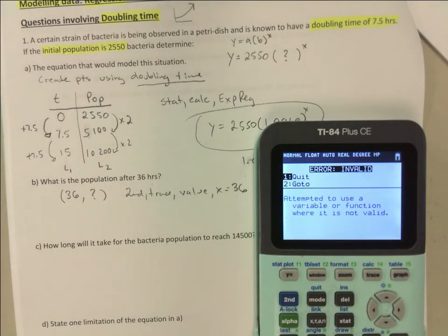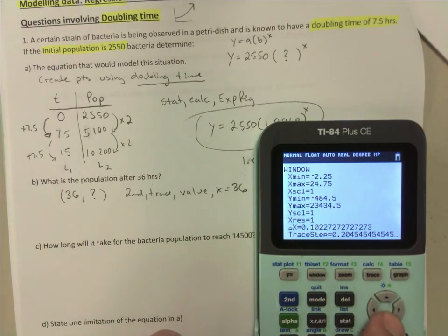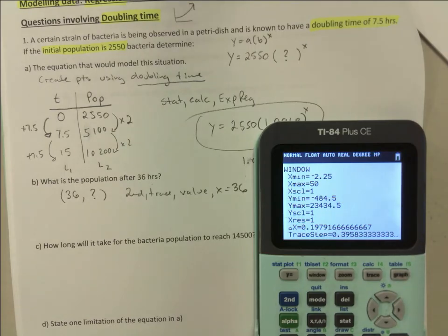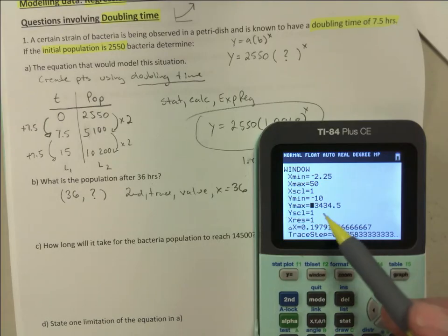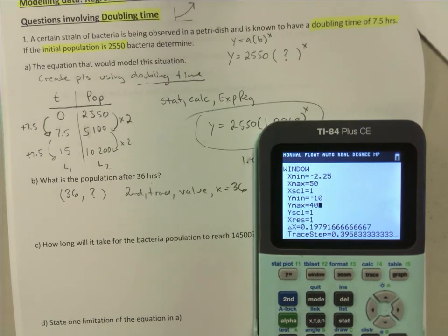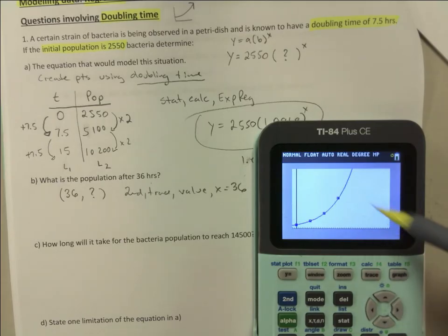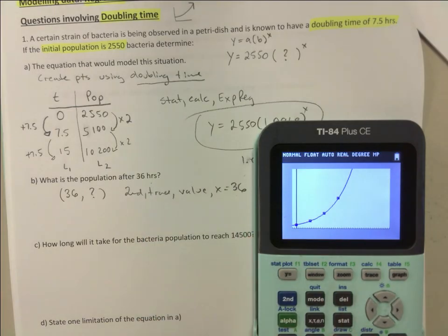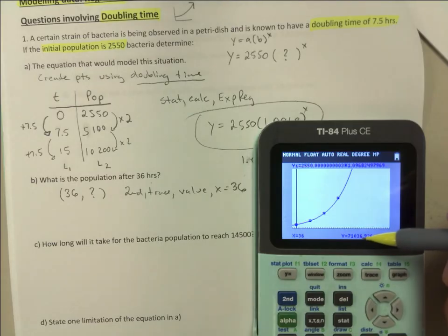It gives me an error. I cannot do it. So it's most likely my window. Okay, so I'm going to change my x max to 50, let's say. And my y min is overkill. I don't need to go negative 400. The zoom function did that. I'm just going to go negative 10. And I'm going to bring this up to 40,000 maybe. Just expand here and here. Let's try this again. Second trace value, 36. It's 71,000.